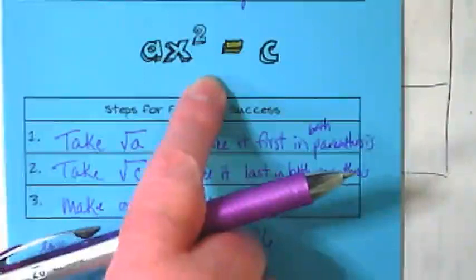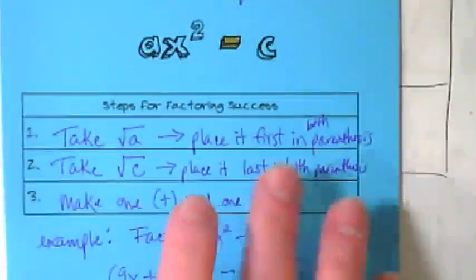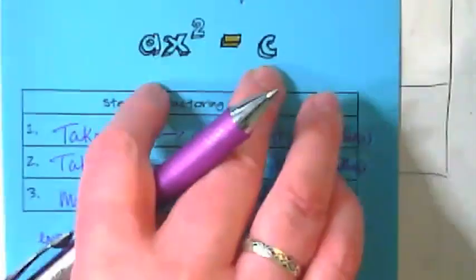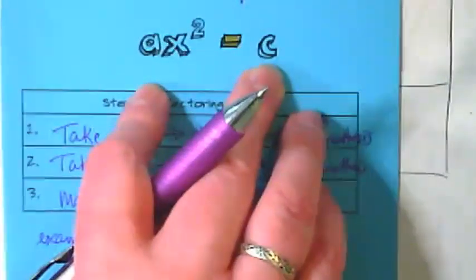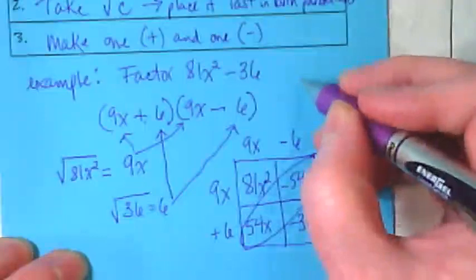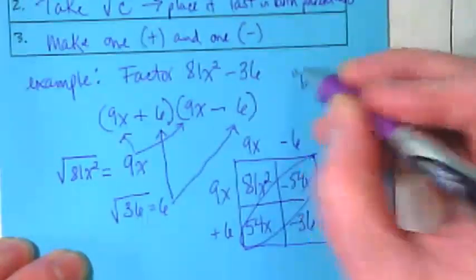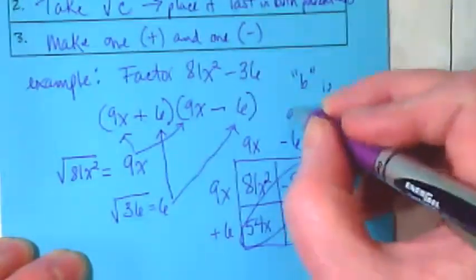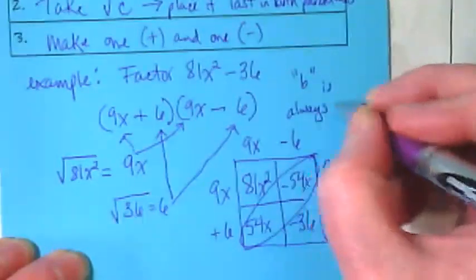So if we go back up here, that's why this isn't a trinomial. You can see it once we do the box, right? Every time with a difference of squares, that's why this is a binomial instead of a trinomial, because every single time the b is always zero.